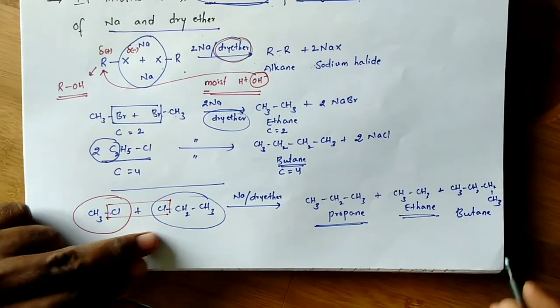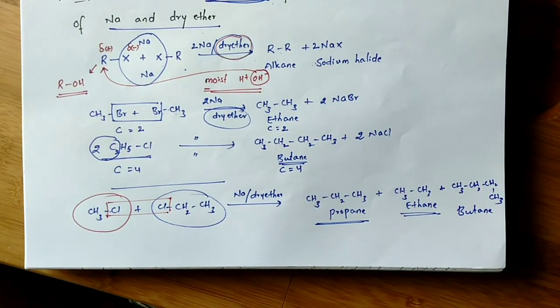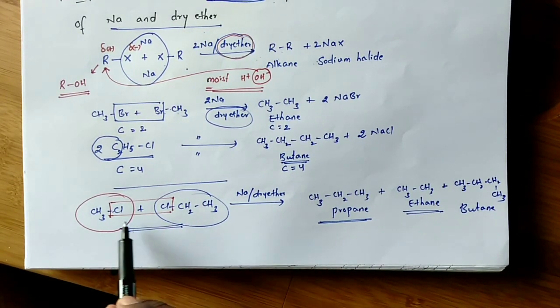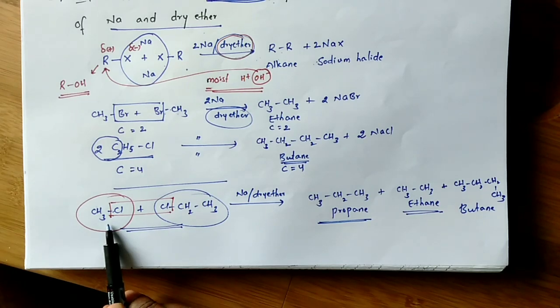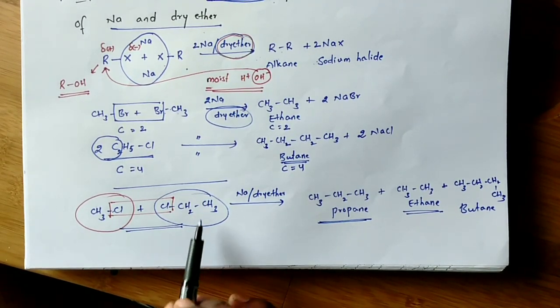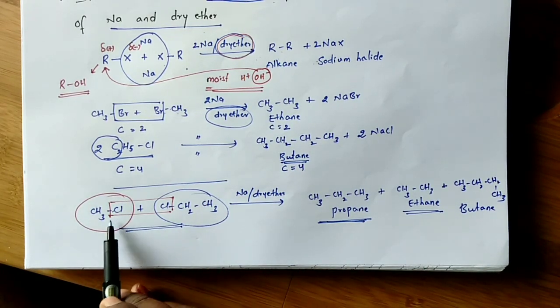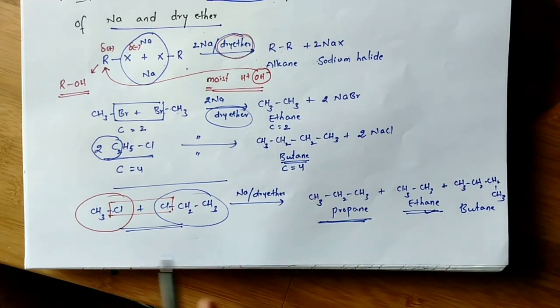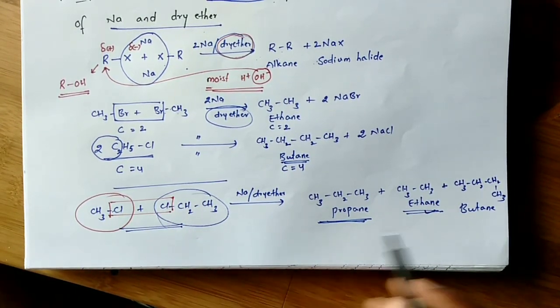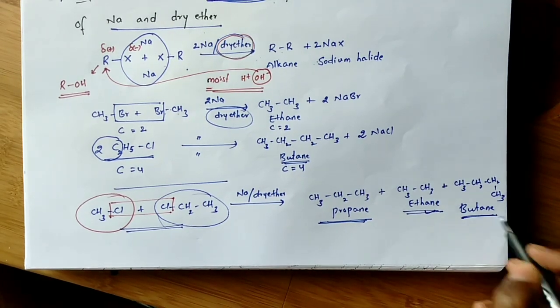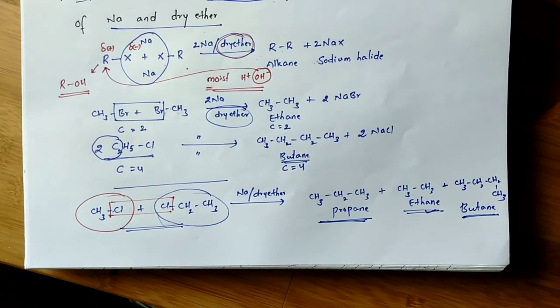So here we are getting three types of products. In three cases we have to observe. One molecule of methyl chloride and one molecule of ethyl chloride condense with each other, we will get propane. If two units of methyl chloride are involved in the condensation, we will get ethane. If two units of ethyl chloride are involved in condensation, then we will get butane. So there are three types of products, but here the major product is, let us see one more example on it.